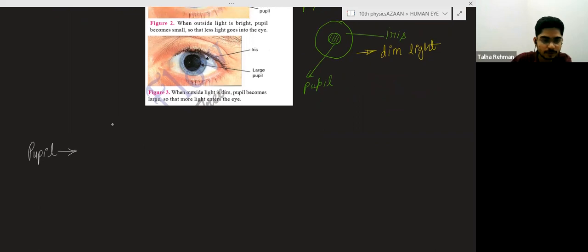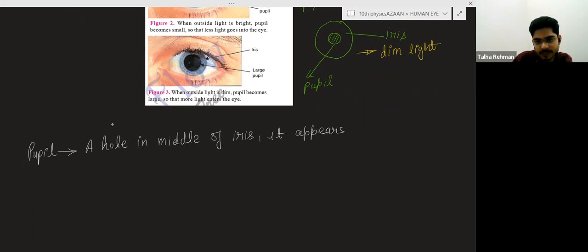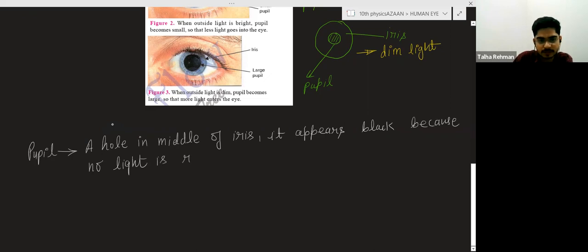So pupil is a hole in the middle of the iris. It appears black because no light is reflected from it. No light is reflected from it.